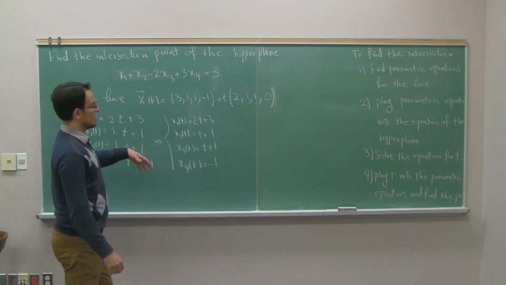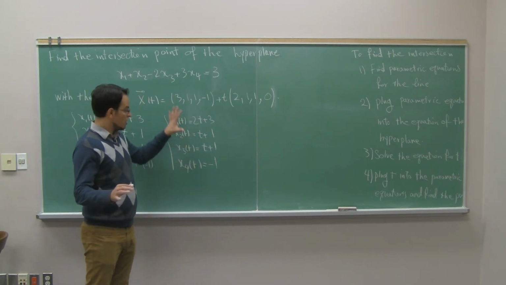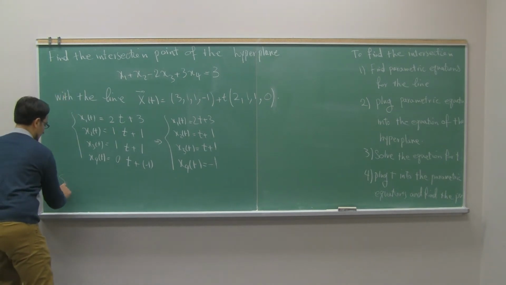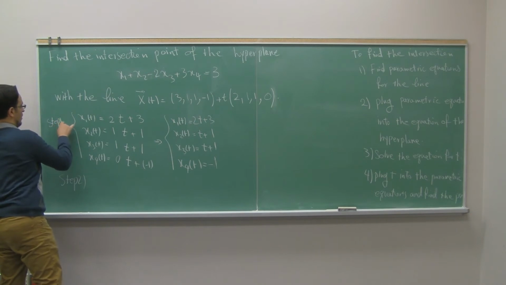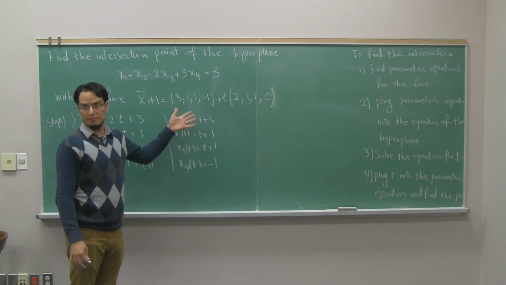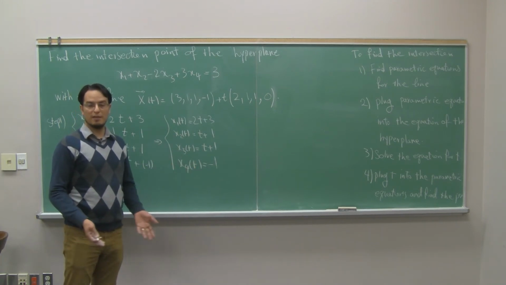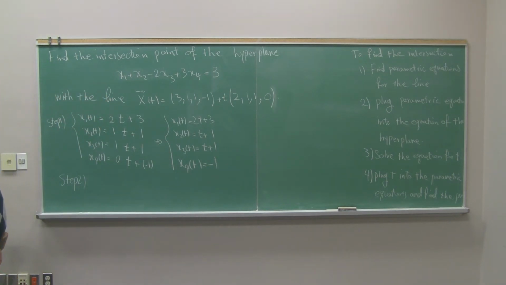To find intersection point, I always need parametric equation. That's it. The first step is this. Second step is step 2. This is step 1. Sometimes in the questions, the line is given in parametric equations form, which make our life easier. OK, let's do the second step.